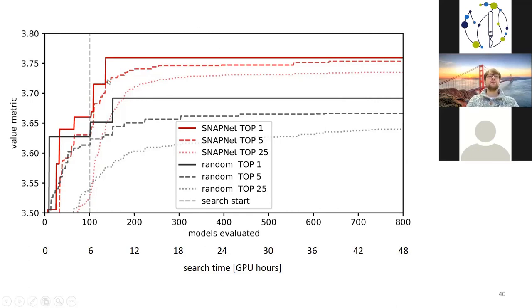And again, just to illustrate that this is not a random one outlier, this is the top 5 and this is the top 25 different architectures. So we can see that there are other architectures that actually improve as well.